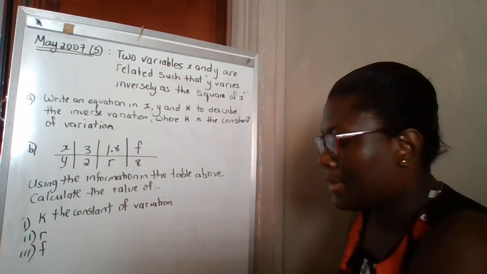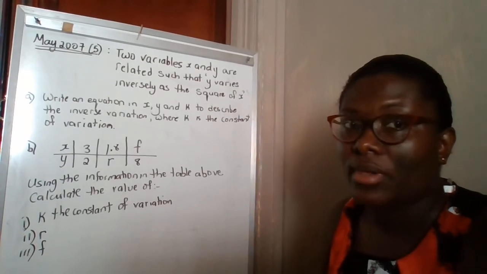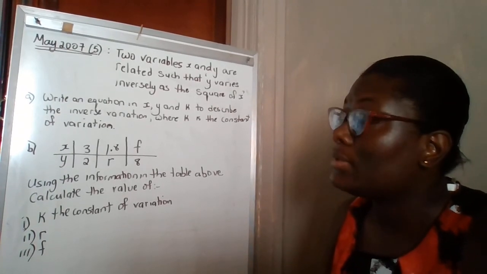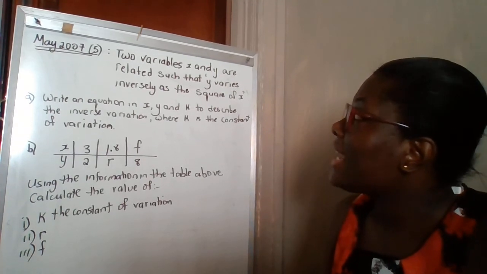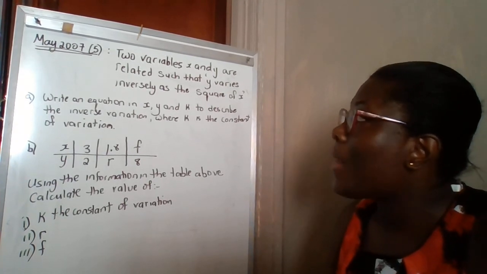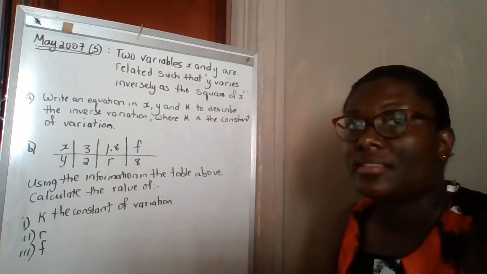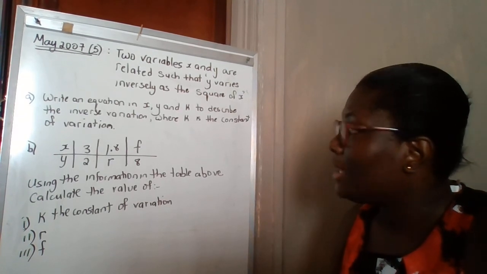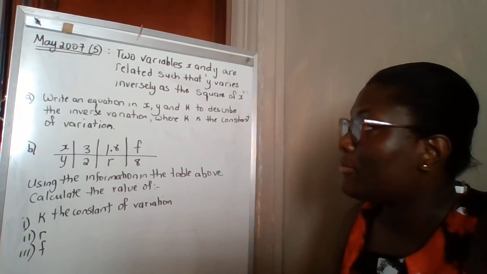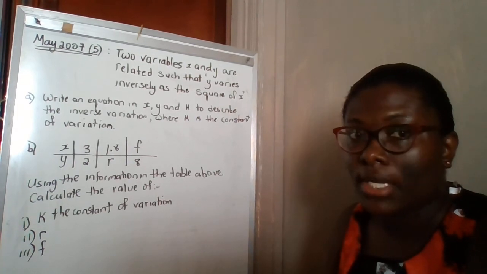Okay, guys. Here we have a question from May 2007, paper number 5. It states two variables x and y are related such that y varies inversely as the square of x. The first thing we're asked to do is to write an equation in x, y, and k to describe the inverse variation, where k is the constant of variation.